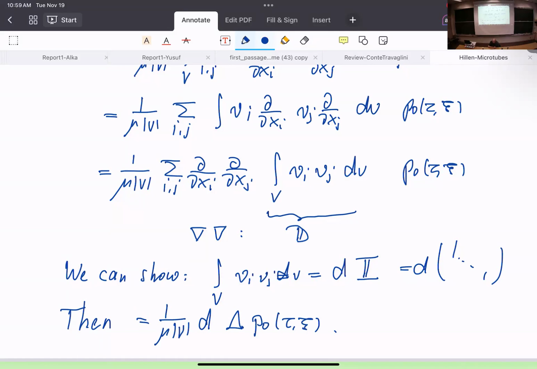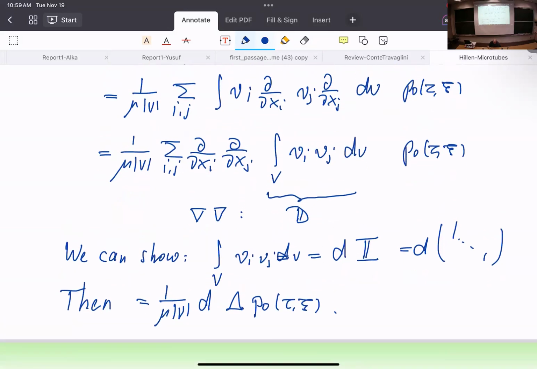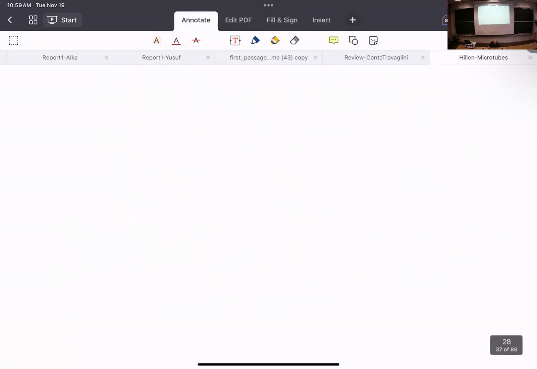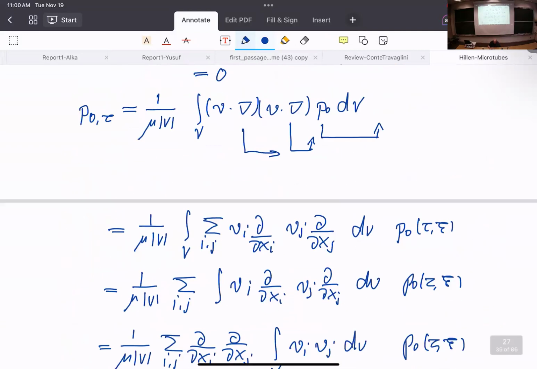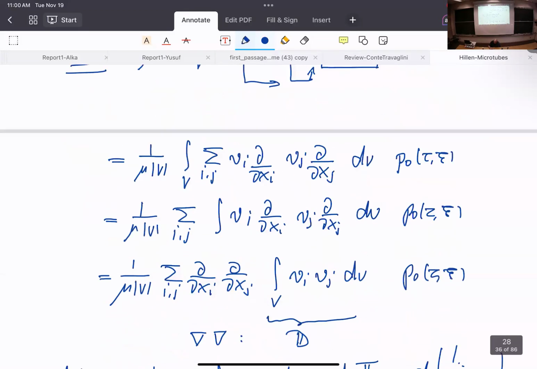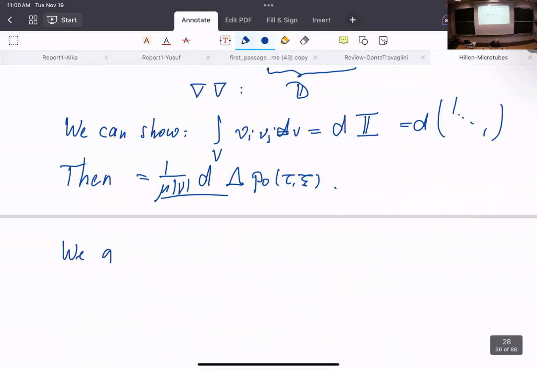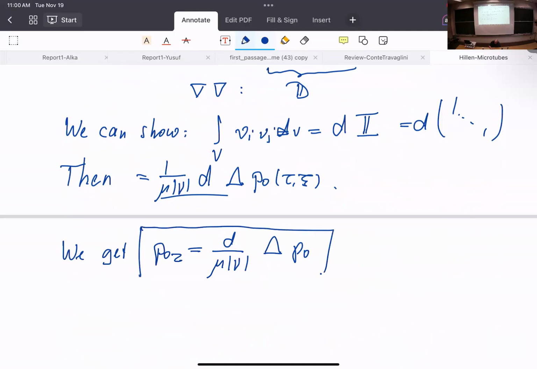Oh, wow. Lots of work. My goodness me. So what did we do? Something equals Laplace P0, but where did we start? We started here with the time derivative. So we get P0 tau equals d divided by mu v Laplace P0. And this is just the heat equation or the diffusion equation. This is a standard diffusion equation.